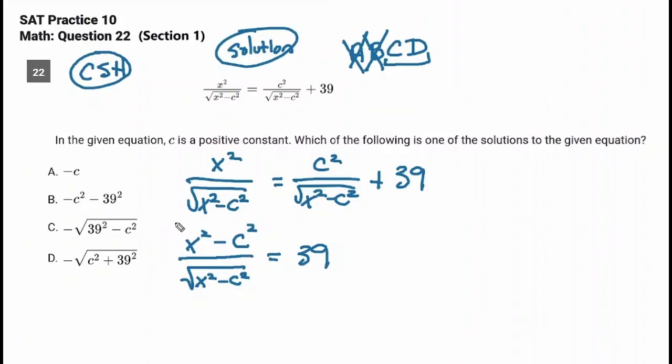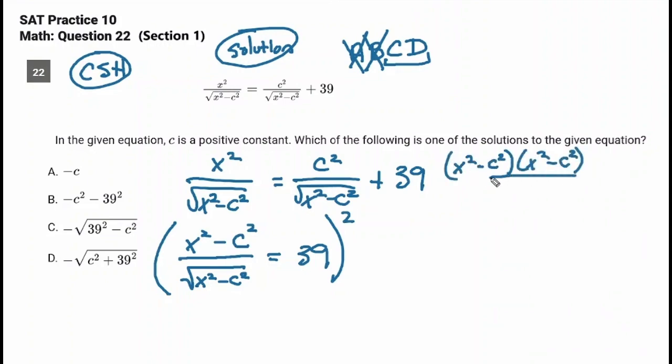How do you get rid of that? Well, you just square everything. If you square everything, I'm going to do it over here, you get x squared minus c squared, squared. Just x squared minus c squared twice over, what's this thing squared? Square root of x squared minus c squared times square root of x squared minus c squared is just x squared minus c squared. Over here, don't forget, you got to square 39.